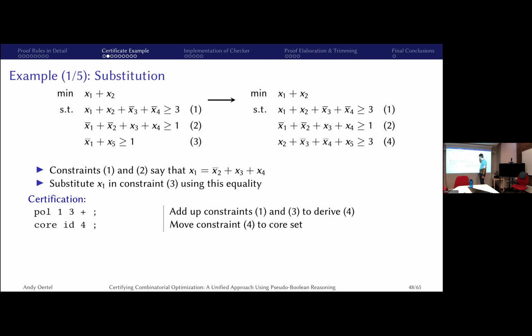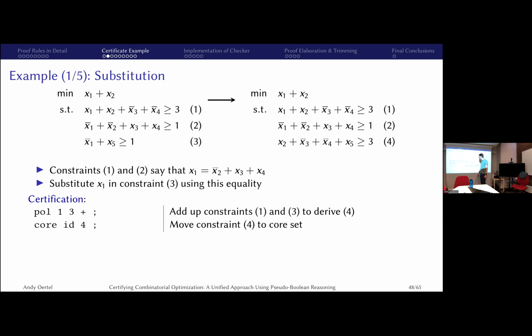Then we want to remove constraint 3, the old one, but first we move this constraint 4 that we just derived to the core set, and then do a deletion of constraint 3. When we do a deletion, we're saying that we delete the constraint with ID 3, here without any witness. And we give an explicit subproof, so we have to give a cutting planes derivation showing that we can delete this constraint.